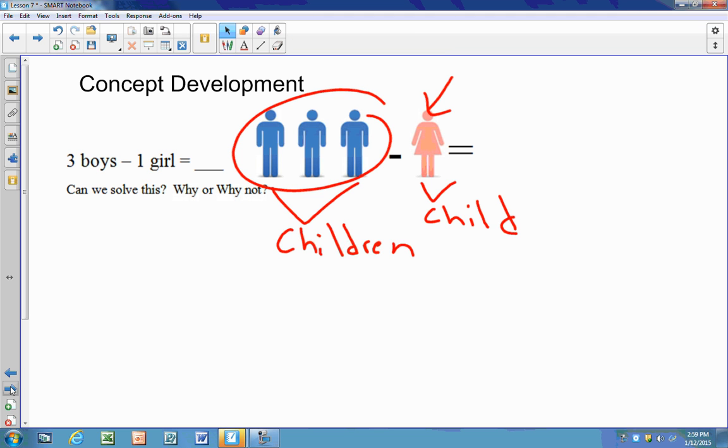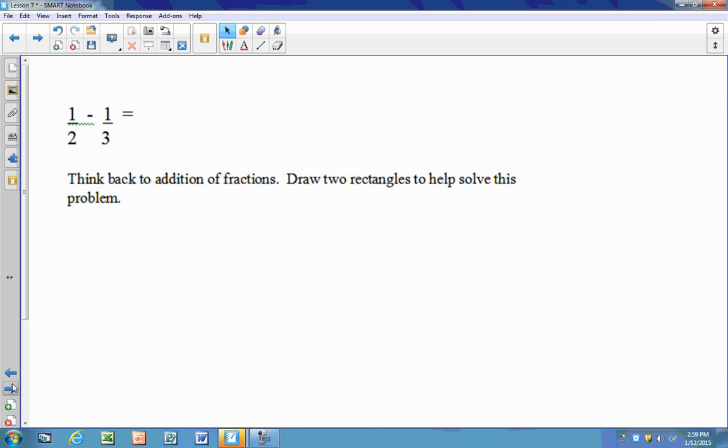So just like in addition, we need to make like denominators in order to subtract. So we're going to use that same model that we used for addition to help us with our subtraction. So when I have 1/2 minus 1/3, I can't subtract them because they're unlike units.